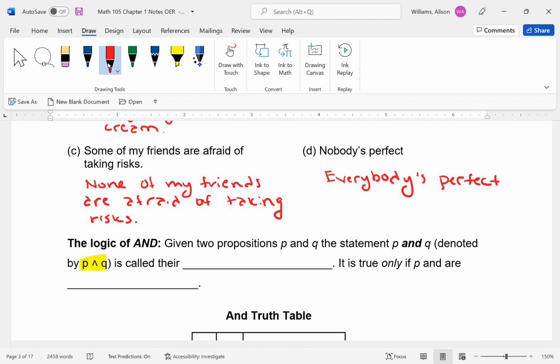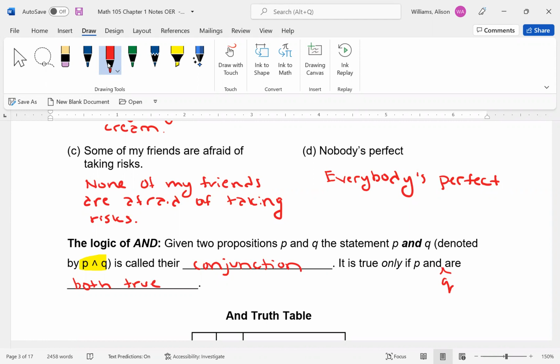This is called a conjunction. Oops, that's not how you spell conjunction. Conjunction. And it is true only if P, oh sorry, there's a missing P, and Q are both true. In other words, if you put two propositions together with the word and, the only way that statement is going to be true is if both of those propositions are true.